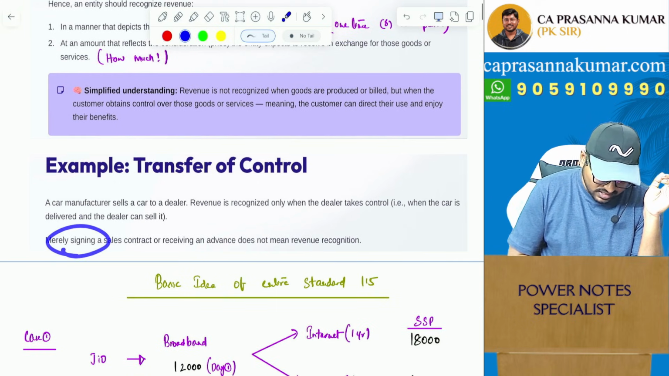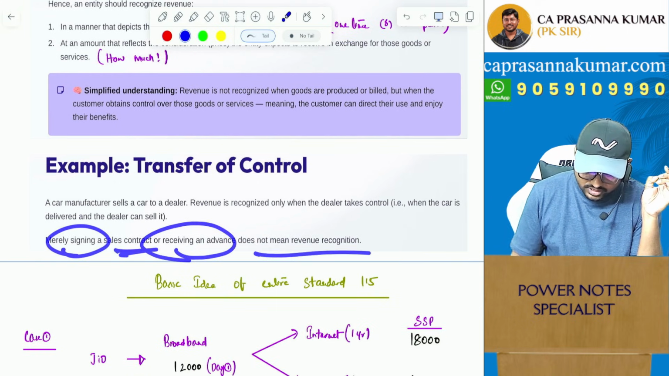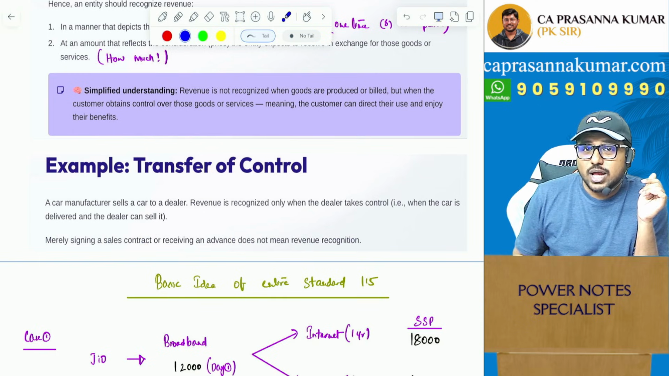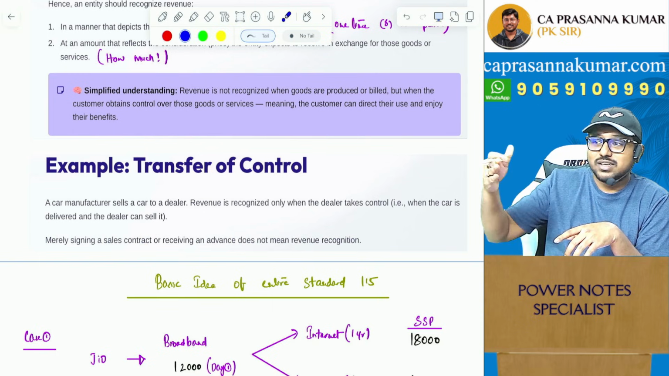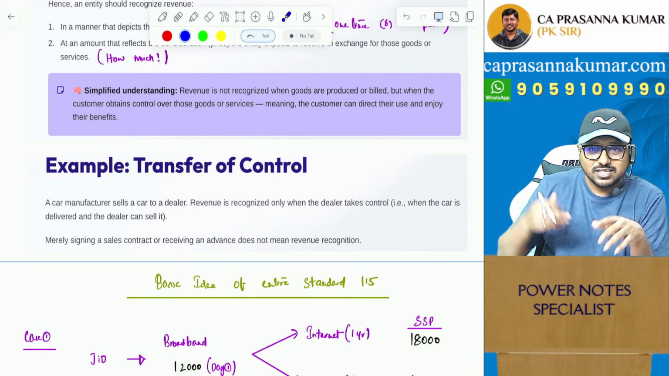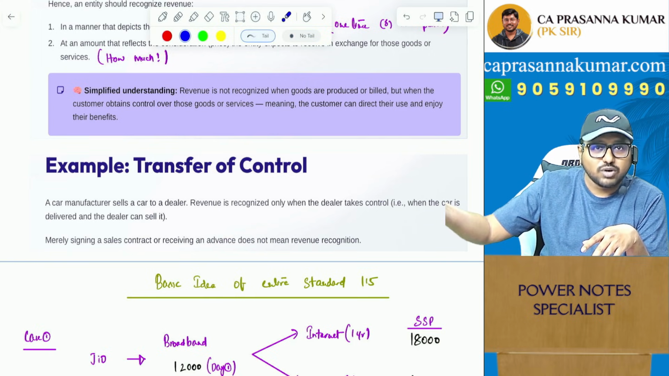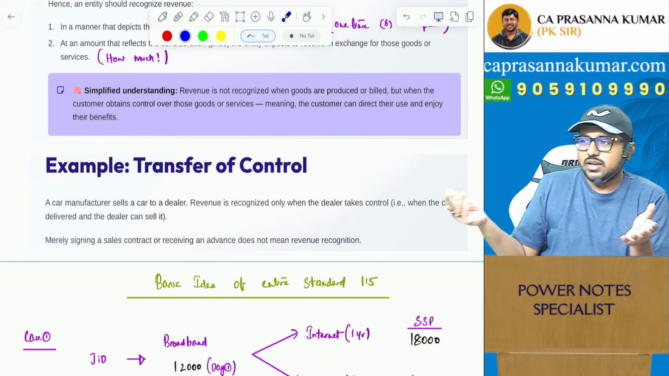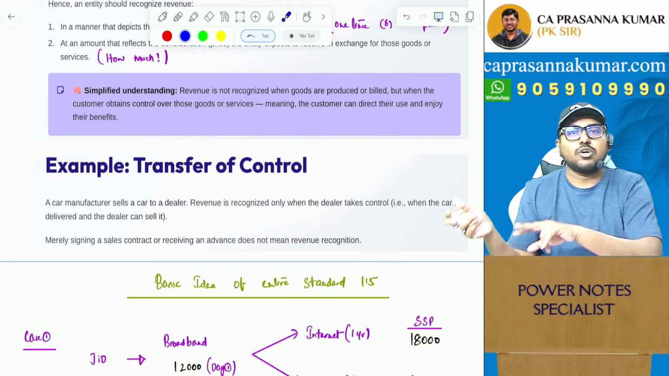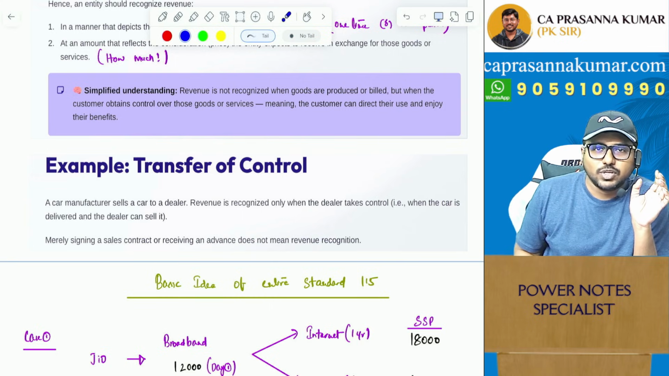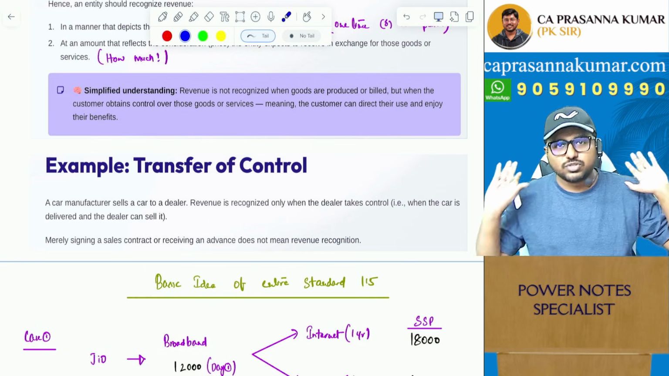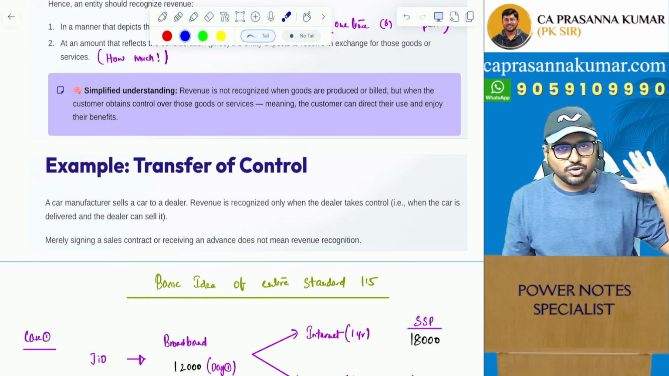Okay. Merely signing a sales contract or receiving an advance does not mean revenue recognition. Transfer of control should happen. Transfer of control should happen means what? You look at the customer, you see whether he's able to enjoy the services or he's able to direct the use of the good. In this case, he is able to direct the use of the car which he has got from the company as a dealer. What do you mean by directing the use? He is able to sell it. That's his wish. So if he is able to do that, then transfer of control did happen. Then you start recognizing the revenue. Not with respect to transfer of risk and rewards and all those things. Forget about those terms. So this is the first basic thing that you need to get into your mind.